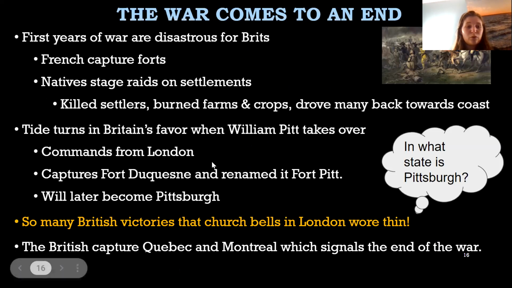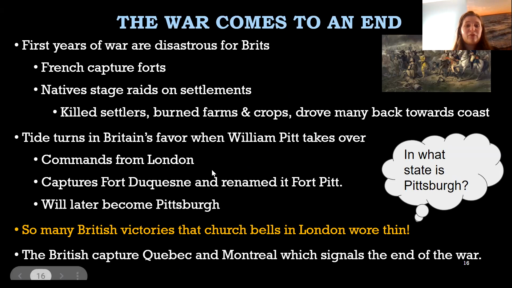So the first years of war are not looking too well for the British. The Native American people are often raiding British settlements, killing settlers, burning farms and crops, and trying to drive people back towards the eastern coast rather than continuing to spread west and take over more Native American land.